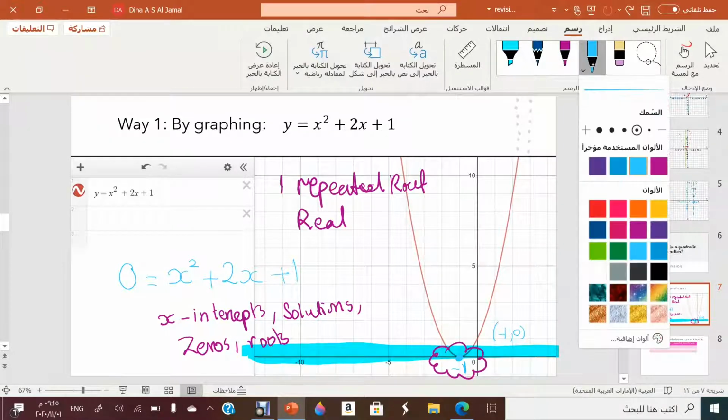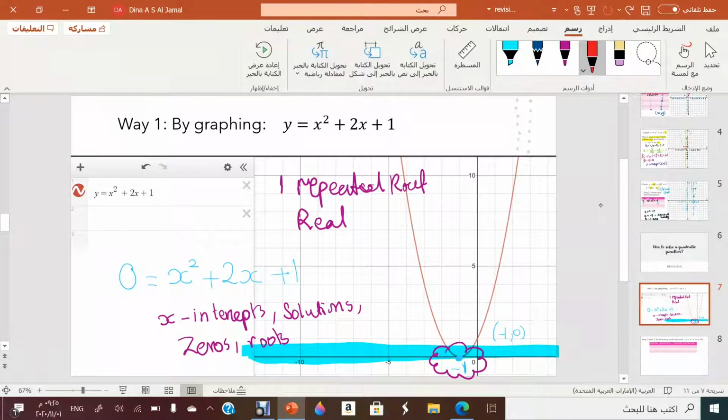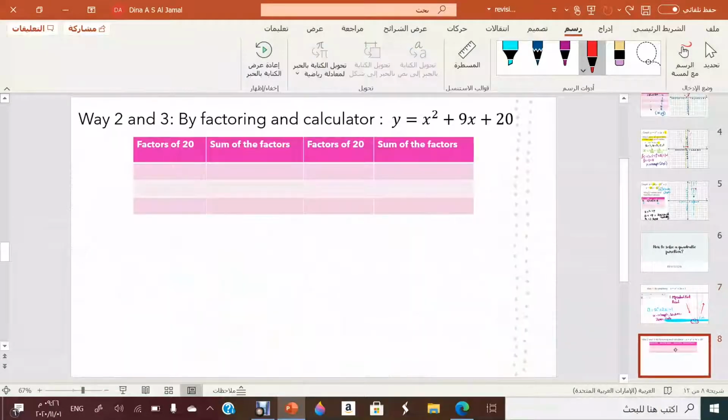Also, another way of the check, look at your function. What happens to it here? It is decreasing, then it is increasing. That means there is a 0 here between the increase and the decrease.